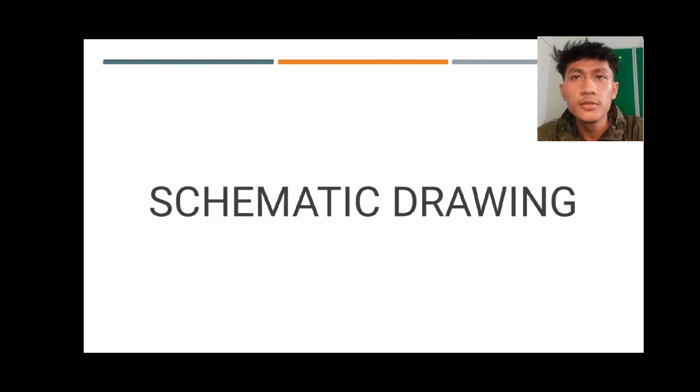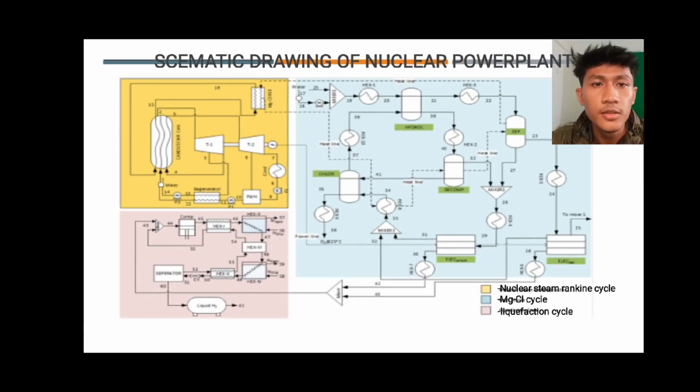Okay, now we go to schematic drawing. Okay, this is schematic drawing of nuclear power plant. As you can see, this is very complex schematic drawing because it has three different type of cycle. Okay, for the first part is nuclear steam Rankine cycle, and for the second part is MGCS cycle, and the third part is liquefaction cycle. Here I only focus on the nuclear steam Rankine cycle.